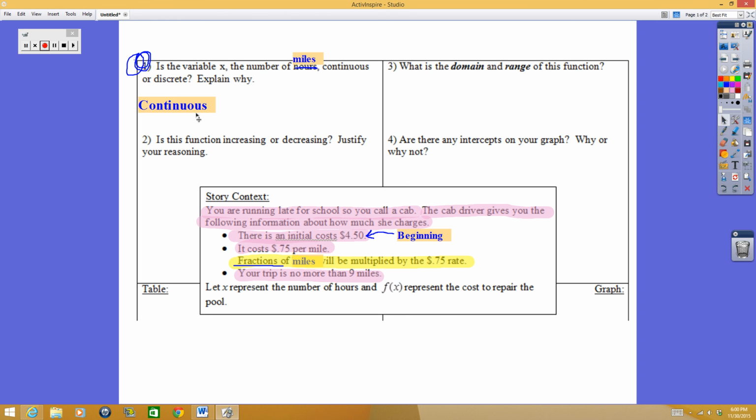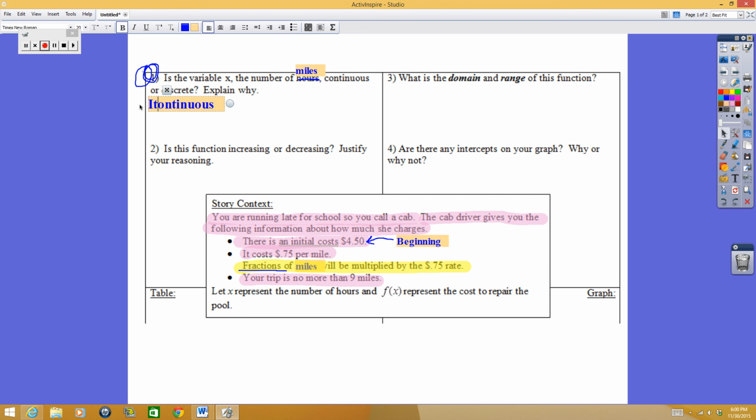Alright, so is the variable x, the number of miles, sorry again for saying hours, continuous or discrete? I'm going to say it is continuous.